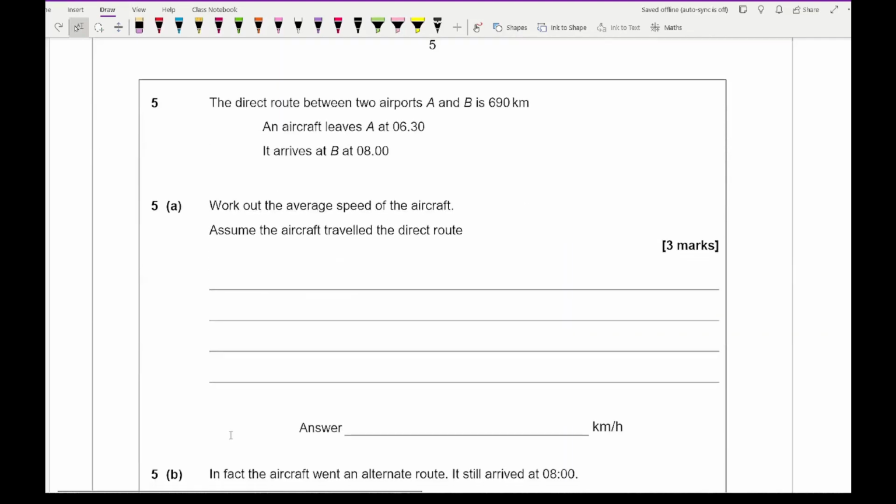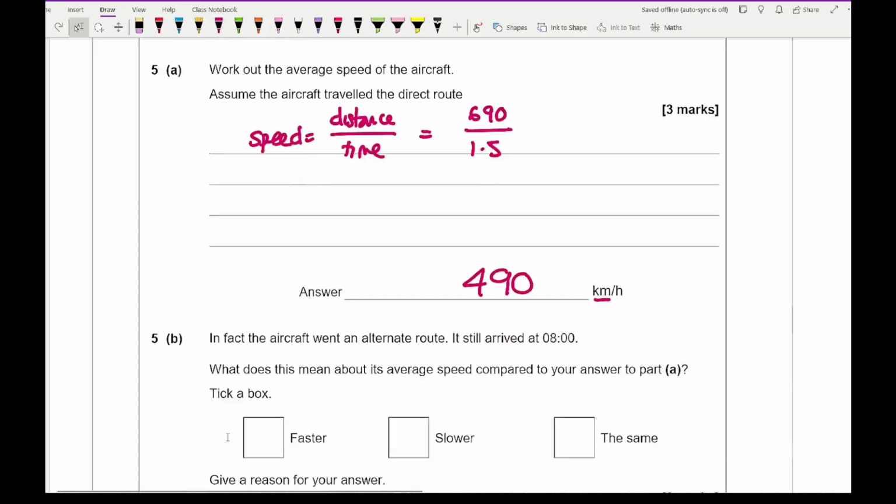Moving on to question 5, it says the direct route between two airports A and B is 690 kilometres. An aircraft leaves A at 6:30 and arrives at B at 8 o'clock. Work out the average speed of the aircraft, assuming that the aircraft travelled in a direct route. So looking at this, we should know that speed equals distance divided by time. So the distance travelled is 690. We want to work in kilometres, and we want the time in hours. So that's going to be 1.5 hours. So then if I type that into my calculator, I should have the correct answer of 490 kilometres per hour.